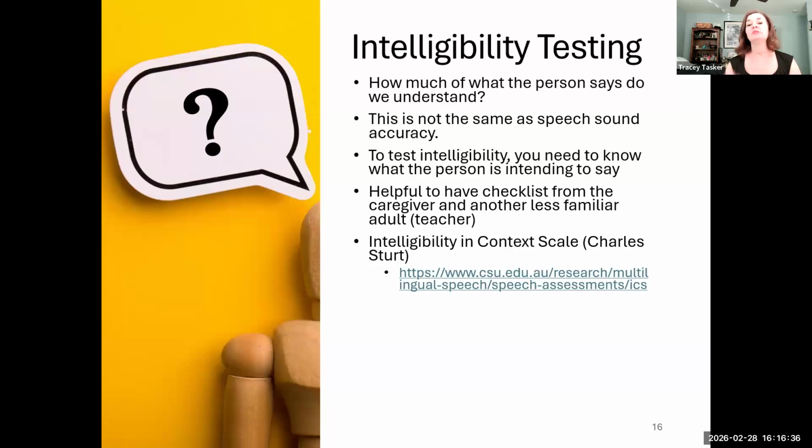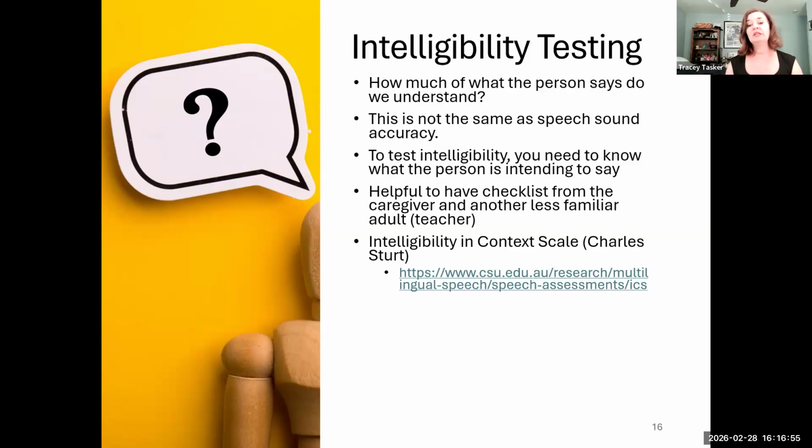Okay. So intelligibility, as you guys know by now, is how much someone understands a person. So it may be different than speech sound accuracy, right? Especially in connected speech. Kids get a lot less intelligible in connected speech.